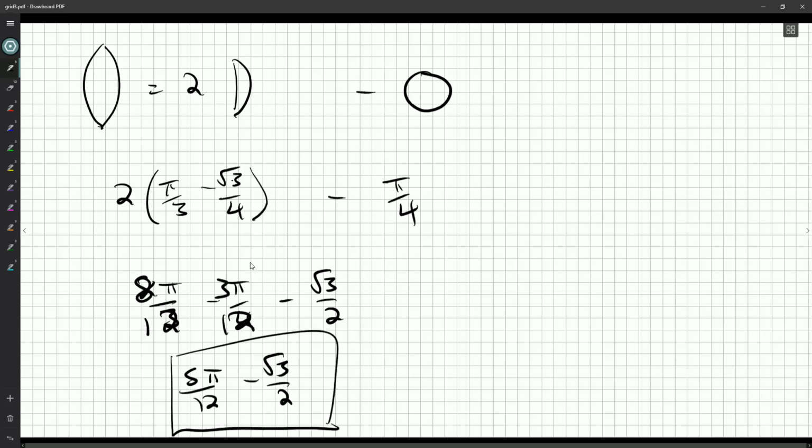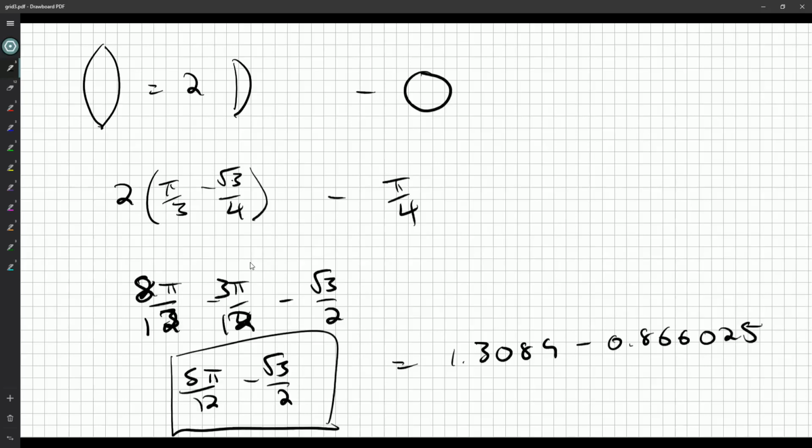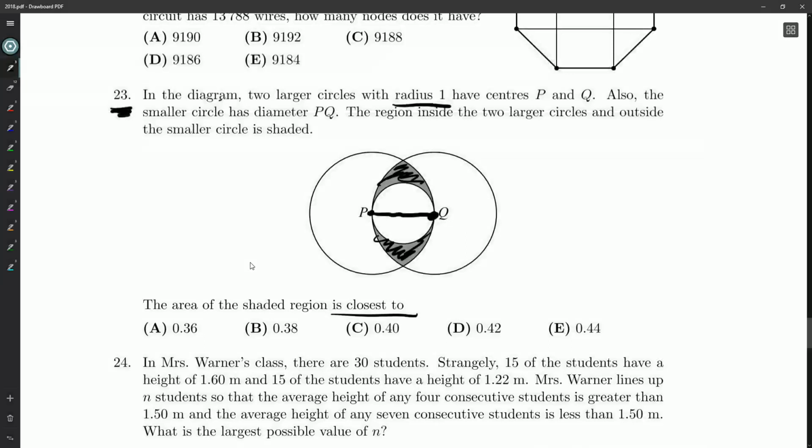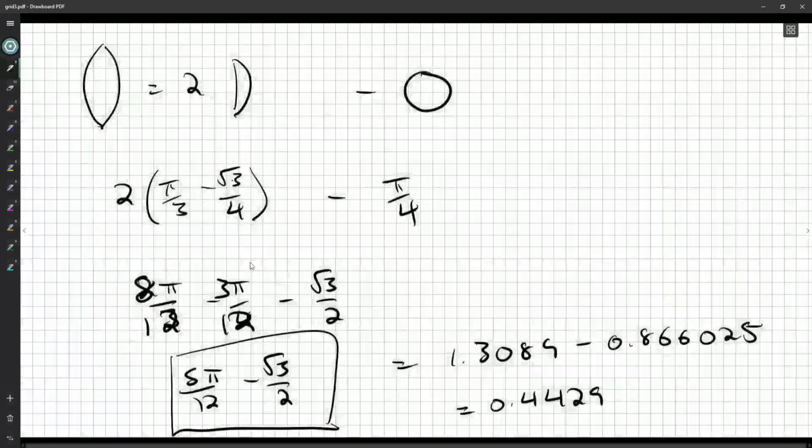Except they asked us to round it off, so now I'm going to use my calculator. So 5 times pi, thanks to the pi button on the calculator, divided by 12 is about 1.3089. And then root 3 divided by 2 is about 0.866025. So subtracting one from the other gets me 0.4429, approximately. So we're looking for, I think I saw two decimal places, so we're looking for 44. And that's there at the end, so E is going to be our answer.